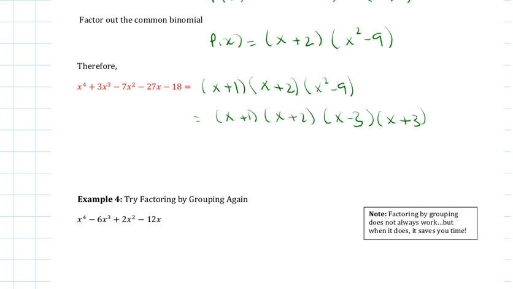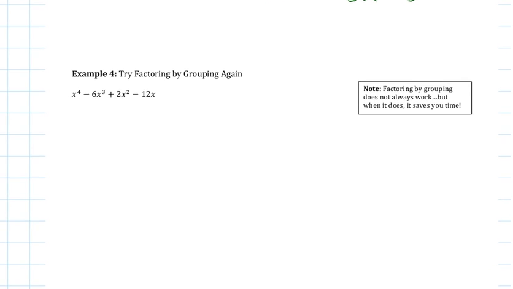Anytime you have 4 terms, you can always try to see if you can do factor by grouping, okay? It's easier. Because when it works, it saves you lots of time. So try factoring by grouping again. So this is another example, okay?